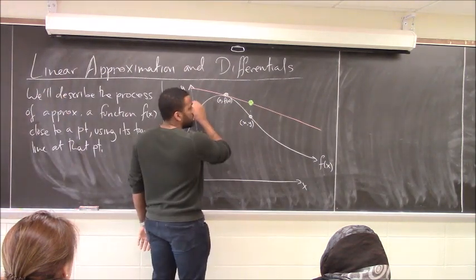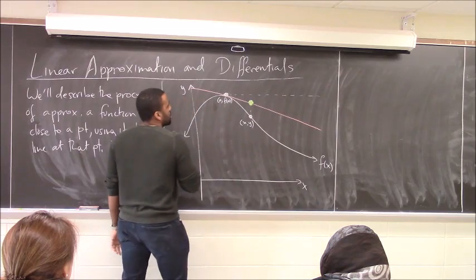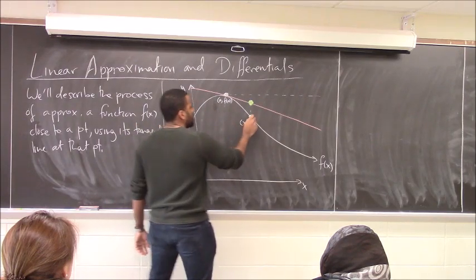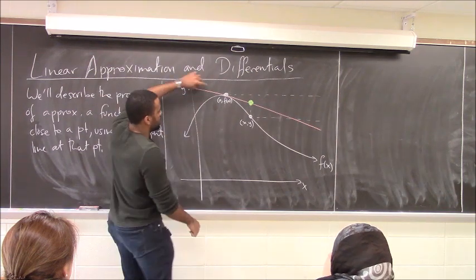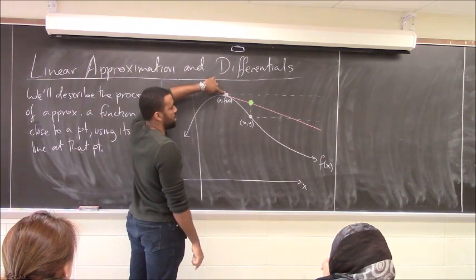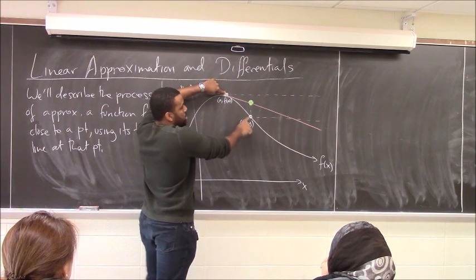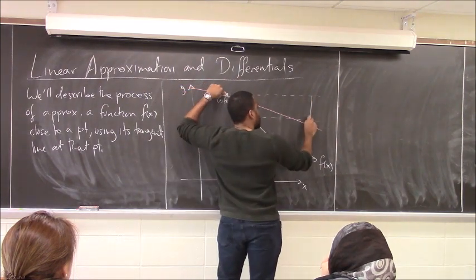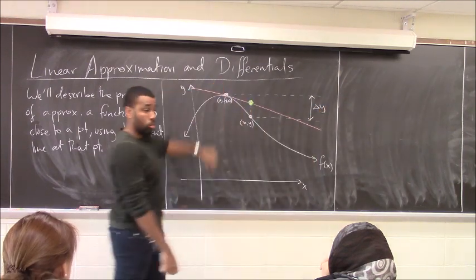So let's do some notation here. Here we have some differences. Here we know what the y value was. We've moved to a new y value that we'd like to know. The difference between these two, the notation for that we call delta y, or the change in y.